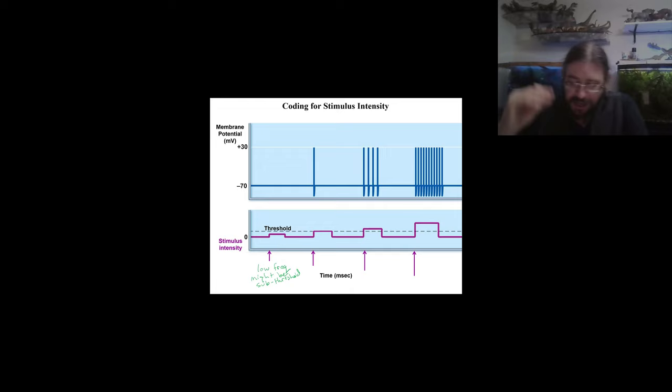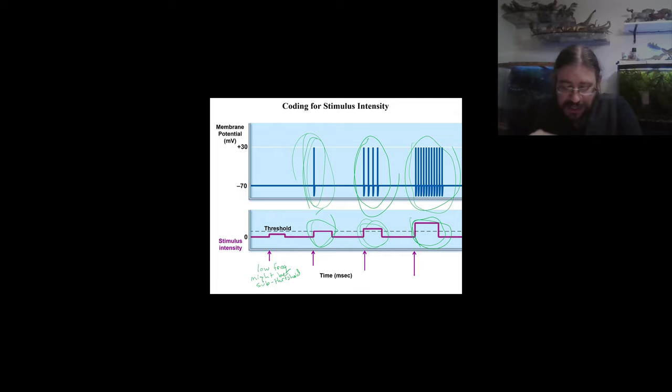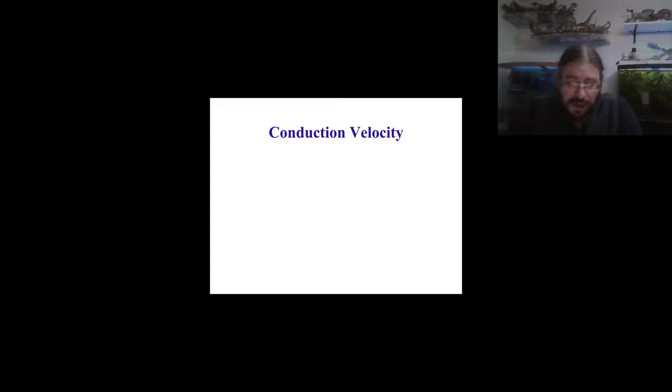But here's one action potential, and that is obviously threshold because we got an action potential. And then here's four action potentials over time, and so that's above threshold. And here's a whole bunch of action potentials over time, and that's very much above threshold. And so we are experiencing these action potentials over time as stronger stimuli. Ta-da! Okay, so that's a basic interpretation of this.